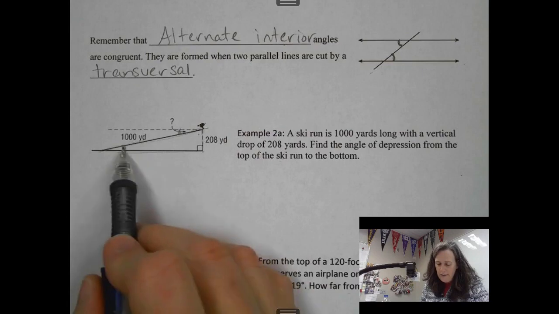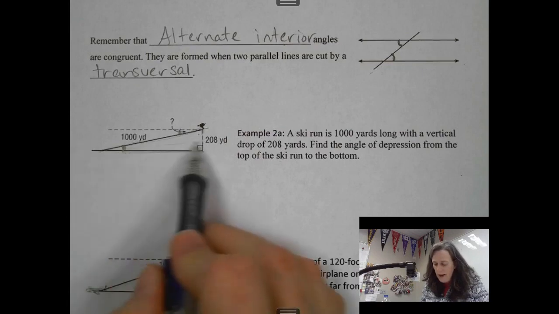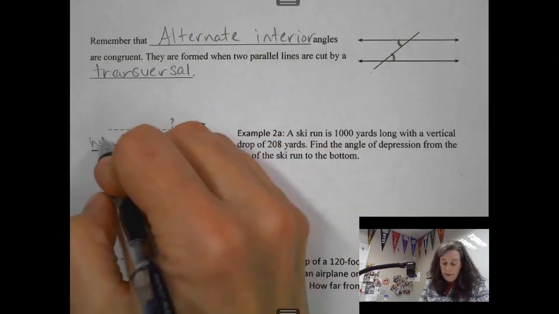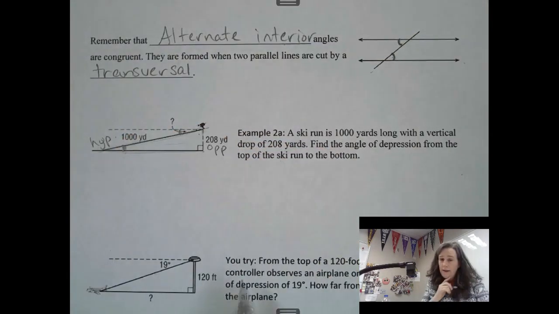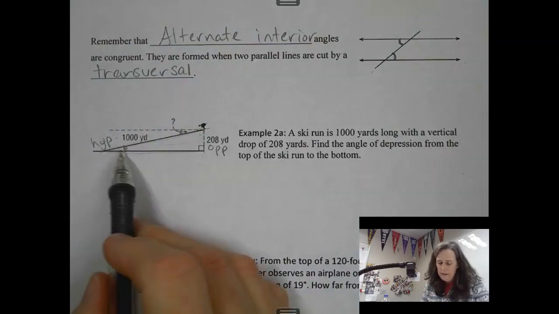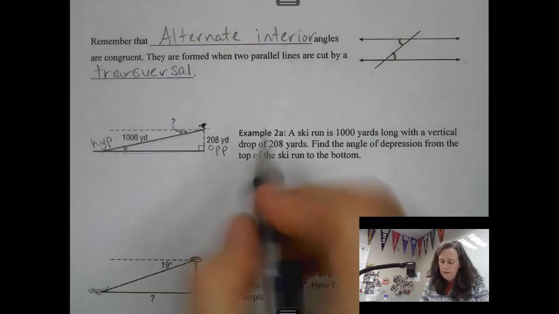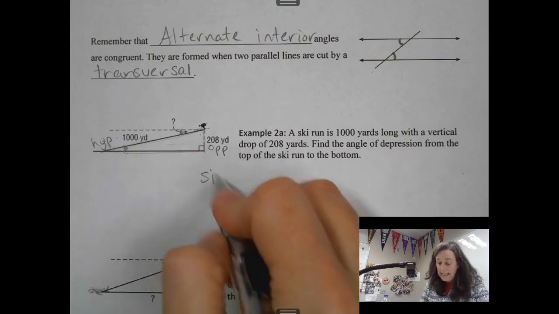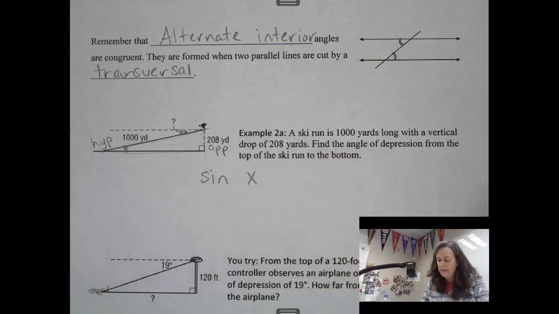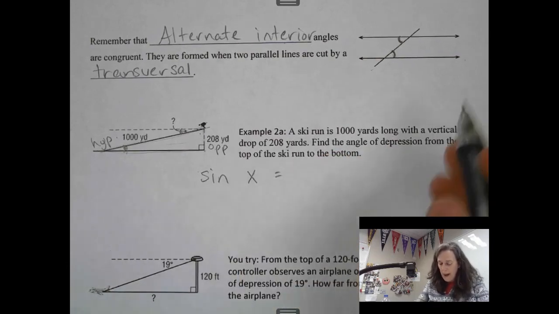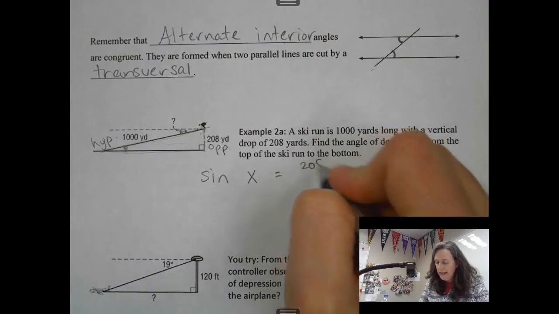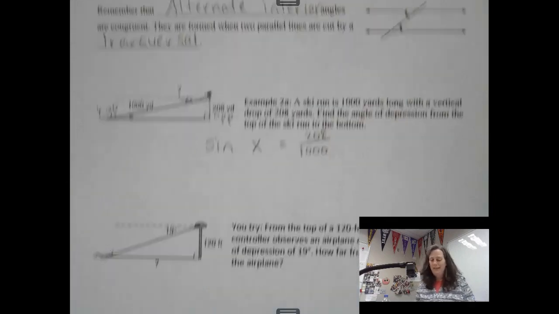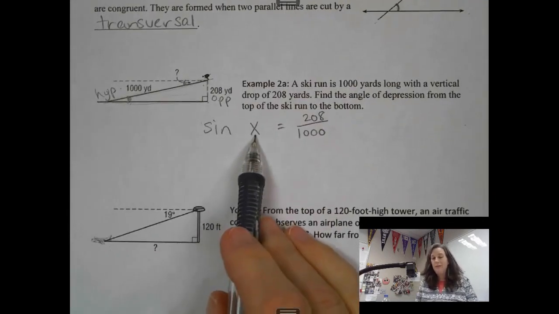So this will be our angle. We know opposite is 208. We know the hypotenuse this time is 1,000. And what they're asking is, what's the measure of that angle? So let's call that angle X. If we have opposite and hypotenuse, we have the sine of X equals opposite over hypotenuse, 208 over 1,000.